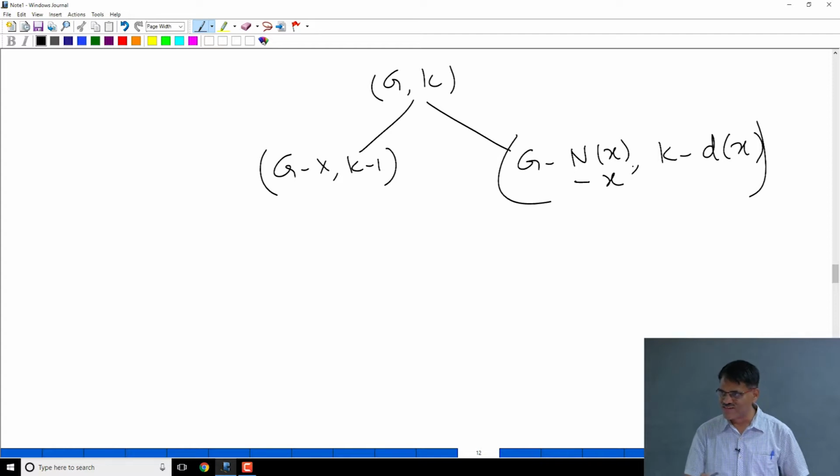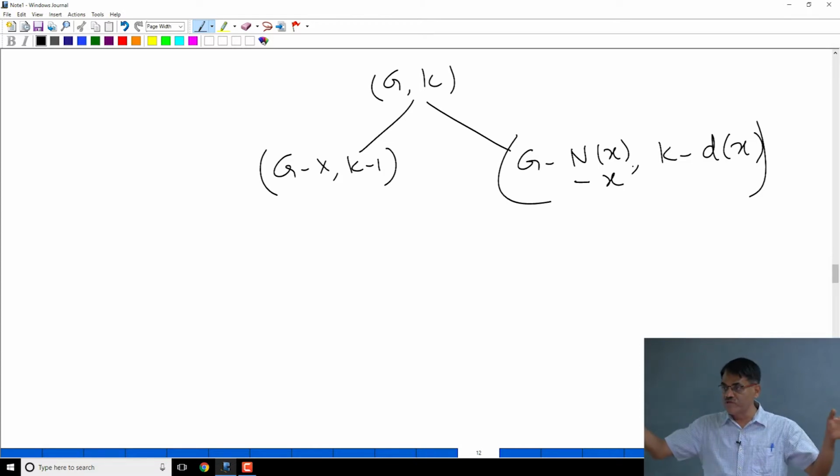I want to make a difference, because here, yes, x is deleted and all its neighbors are deleted, but all its neighbors are the ones which are included into my solution. I am looking for a solution of size k, so I just have to subtract only the degree. So, can you just give me a rough bound on the depth of this tree? K, because this is the difference between the exact exponential algorithm, right.